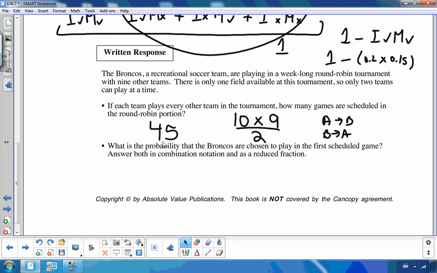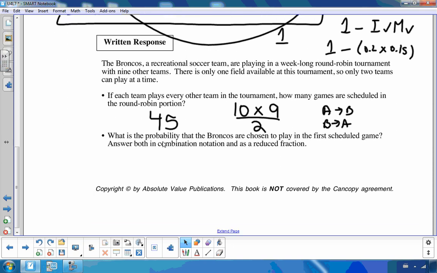What is the probability that the Broncos are chosen in the first selected game? Answer as a combination notation and as a reduced fraction. So probability Broncos are chosen. There's only one Bronco, and I'm choosing that. And then they have 9 other teams that they could be paired with. And that's all out of the 10 teams, and I need 2 teams to work. So that would be the combination notation. Putting that in my calculator, in lowest terms, I get 1/5.